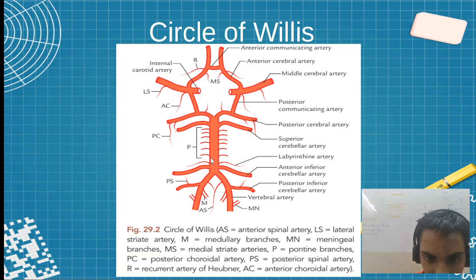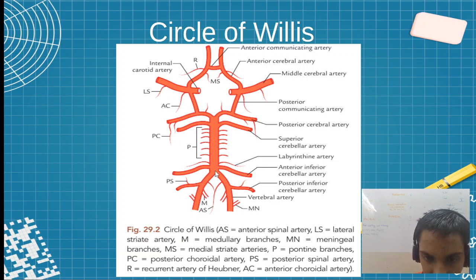Now these are the pontine branches, all these. And this is the labyrinthine artery. Now here we have the anterior and posterior inferior cerebellar arteries. Here we have the anterior and posterior spinal arteries. Please remember, the anterior spinal artery is Y-shaped. The posterior spinal artery is just like a small line.